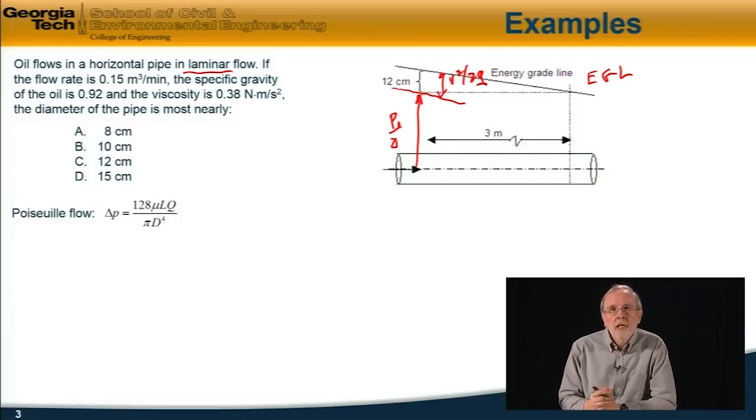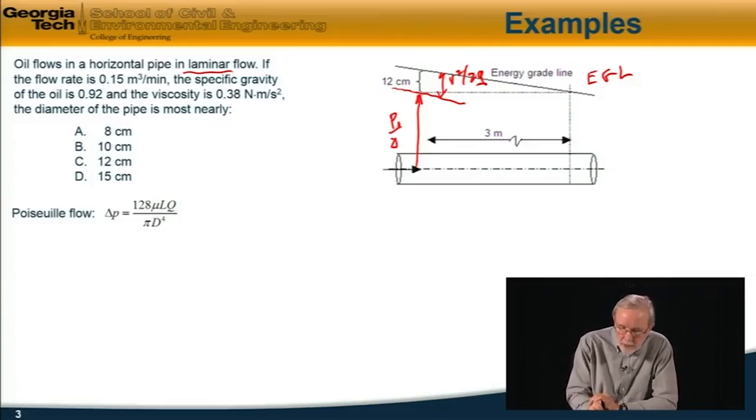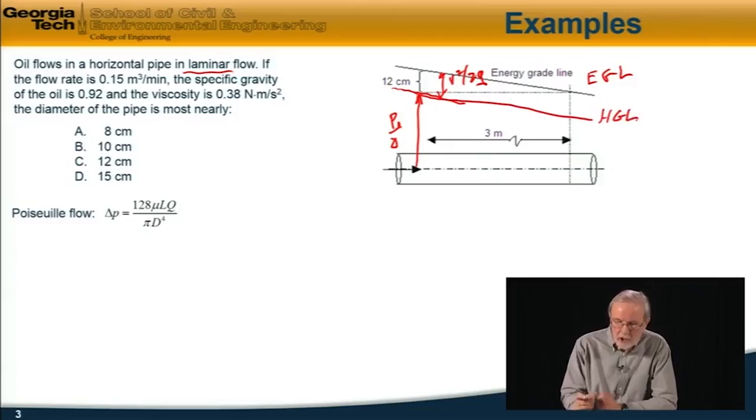Now, in this case, the diameter of the pipe is constant, therefore the cross-sectional area is constant, therefore the velocity is constant, therefore v squared over 2g is constant, therefore the hydraulic grade line is parallel to the energy grade line. And the drop in the energy grade line is therefore equal to the drop in the hydraulic grade line.